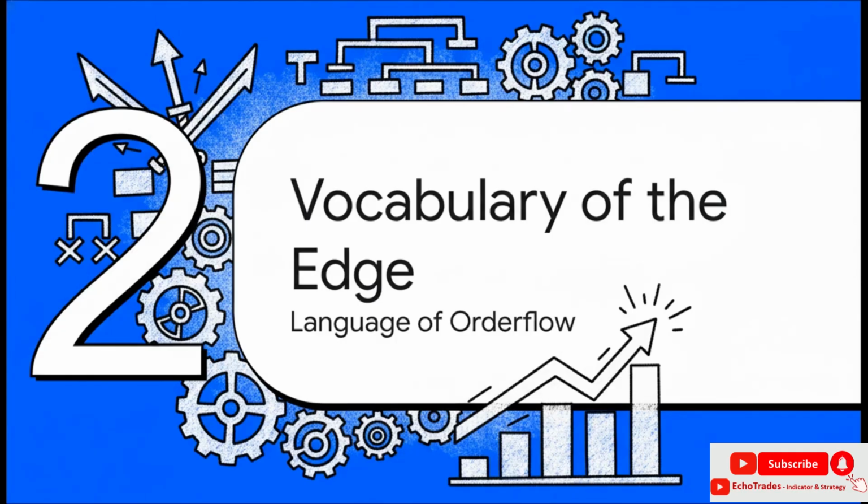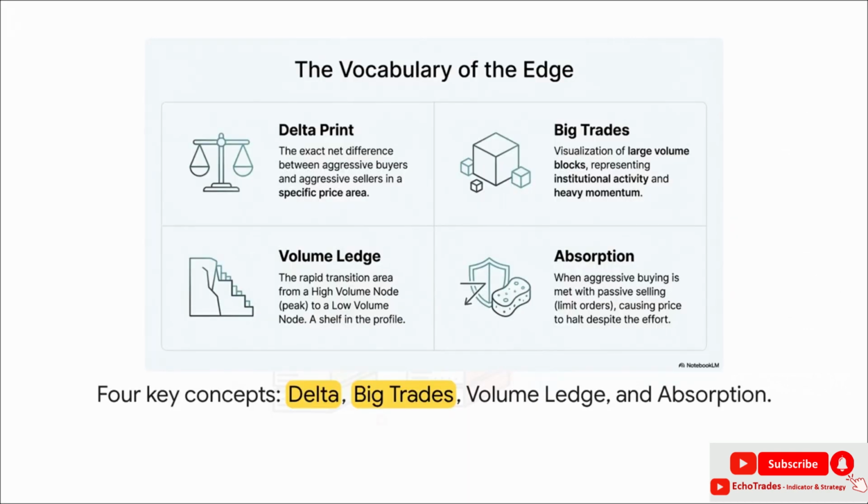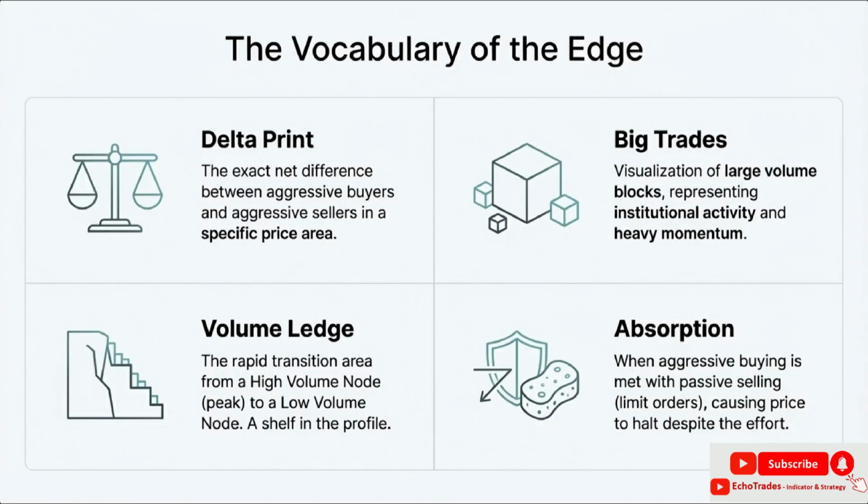Okay, so how do we watch that battle? Well, that brings us to Section 2. First, we've got to learn the language. This is the vocabulary of the edge. So there are really just 4 keywords you need in your vocabulary. First is delta. That tells us who's winning the fight right now, the aggressive buyers or the aggressive sellers. Then you have big trades, which is exactly what it sounds like. It shows us where the big institutions are putting their money to work.